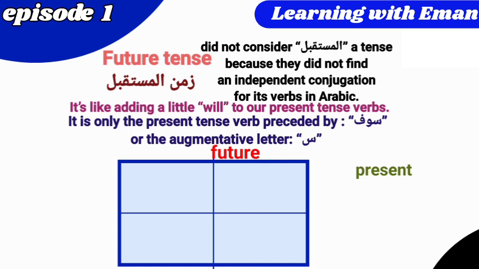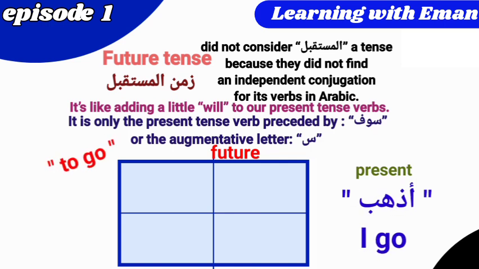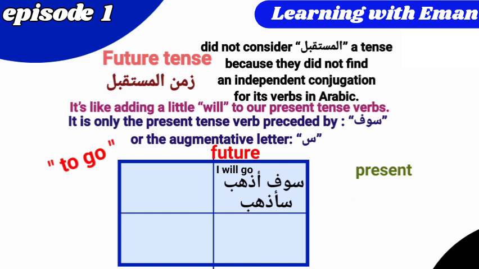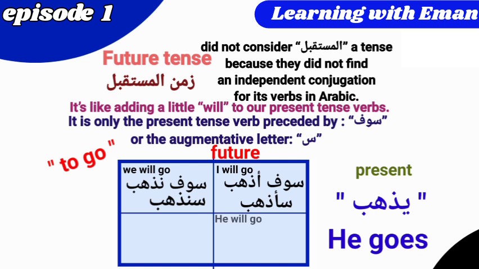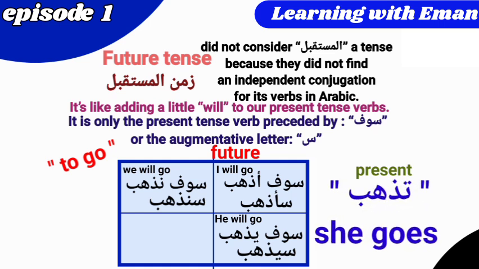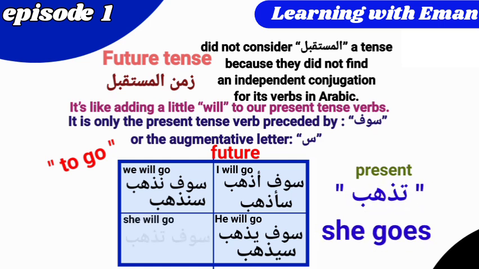Here's how to conjugate the verb to go in the future tense. أذهب becomes سوف أذهب or سأذهب. نذهب becomes سوف نذهب or سنذهب. يذهب becomes سوف يذهب or سيذهب. تذهب becomes سوف تذهب or ستذهب.